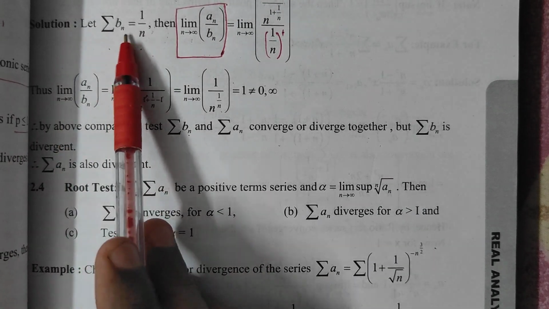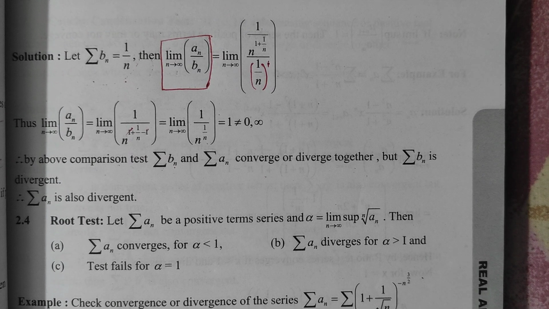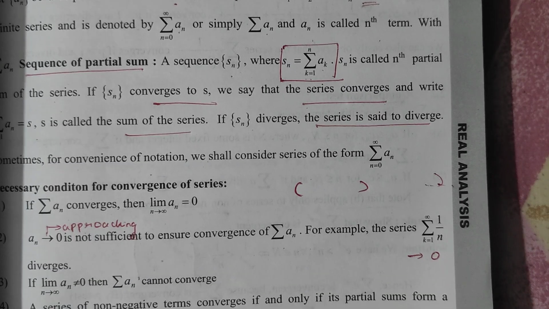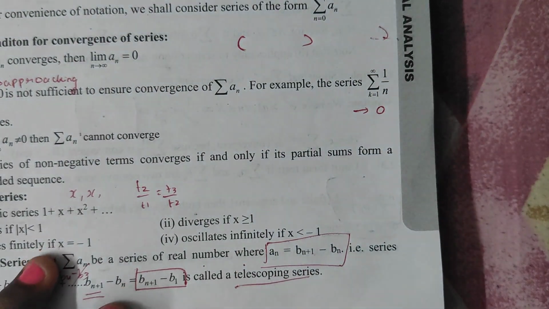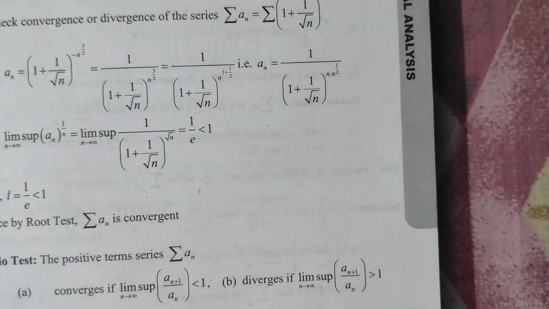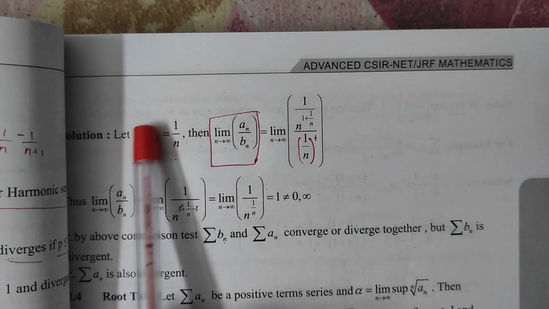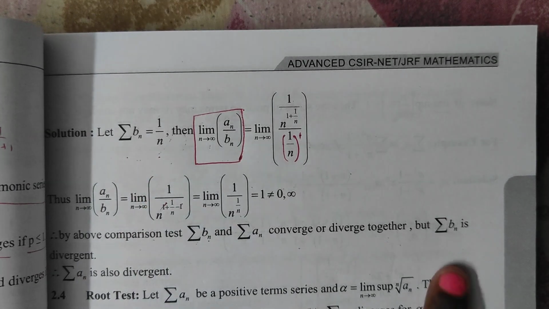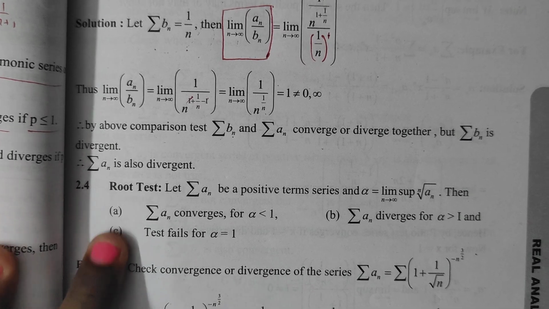Bn means what? 1 by n, which means you have to take the sum of the series. I already told you, right? Somewhere we have seen the summation k is equal to 1 to infinity of 1 by n is a divergent series because the terms approach 0, not equal to 0, right? So we know that this particular series is diverging, so automatically we can tell that summation of an also diverges.